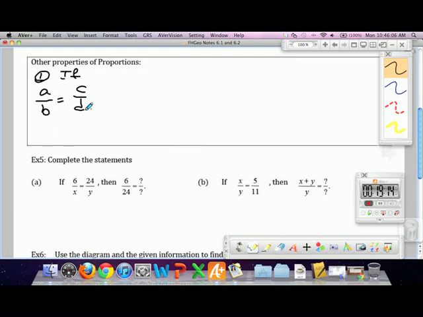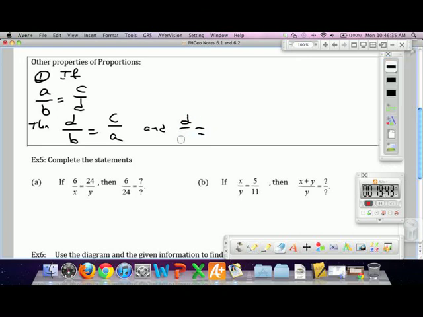Then you could say D over B is the same as C over A. And also, you could flip both. So if I flip these two and these two, you get D over C is equal to B over A. Those are two new proportions you can create based on the original.